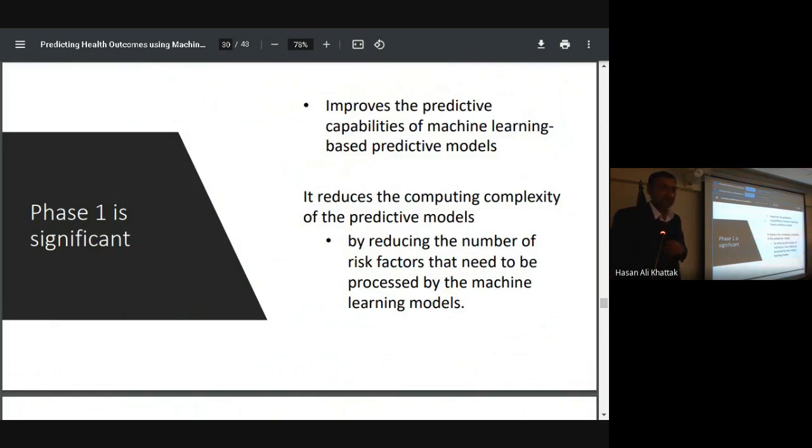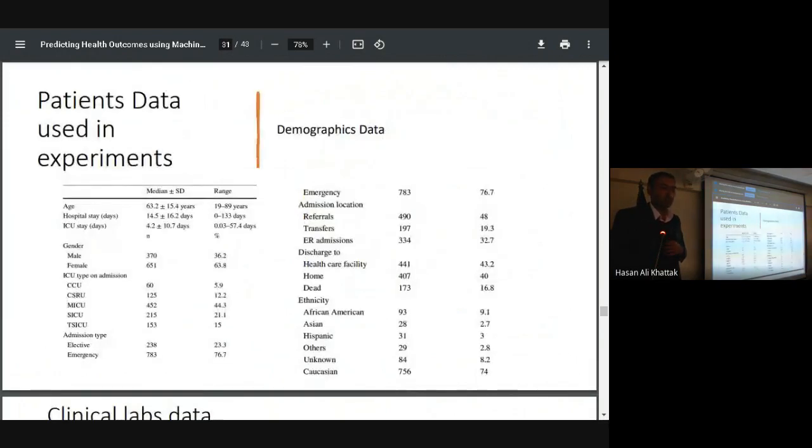That was the significance of phase one. The data that we will use, this is the slide of the demographic data. Just like the previous experiments, we use the demographics, from the age to the ICU stay to the gender, and some admission type data.